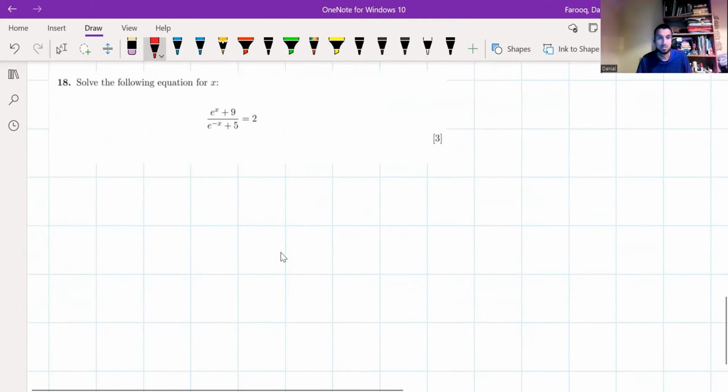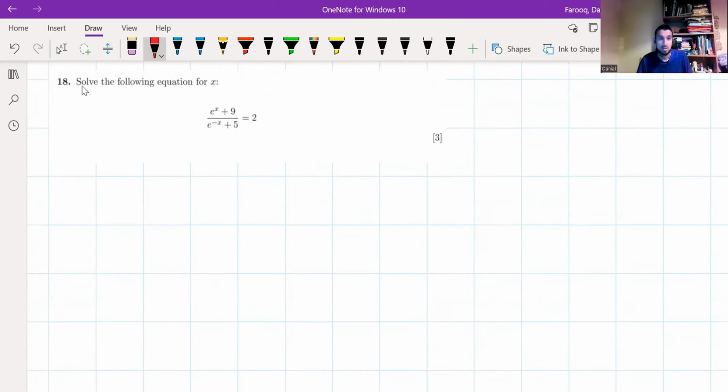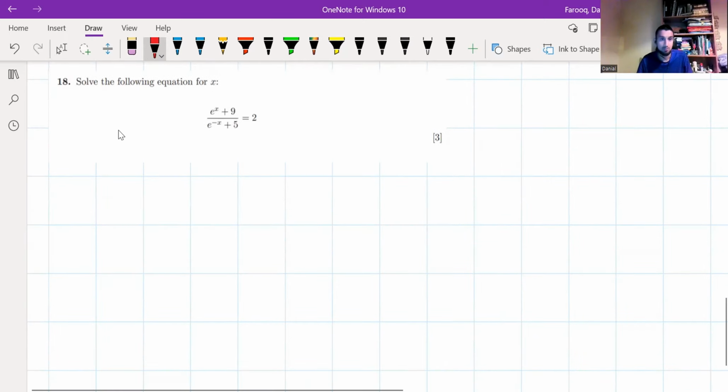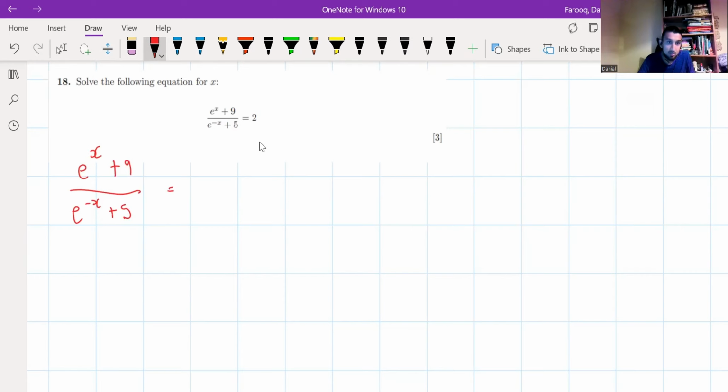Okay, now let's do the next question, which is question 18 of the same paper, 2019. Solve the following equation for x, okay? So 3-mark question, e to the x plus 9 over e to the minus x plus 5 equals to 2.